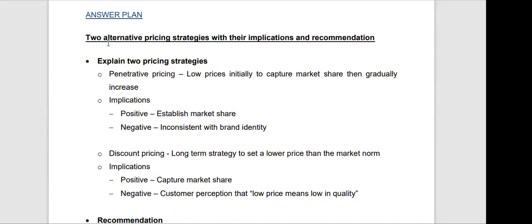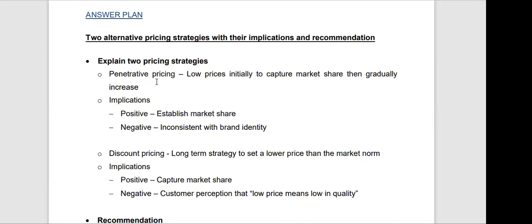So I've come up with a heading, 2 alternative pricing strategies with their implications and recommendation. So I said you are supposed to use headings and subheadings, and headings need to be in bold and underline format. That's the exact format which I've used in here. Okay, and I've used subheadings as well. Subheadings are in bold format. Okay, 2 alternative pricing strategies. So explain 2 pricing strategies. That's the first requirement as per the task.